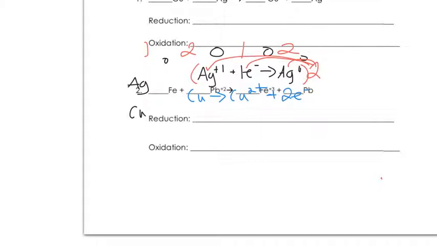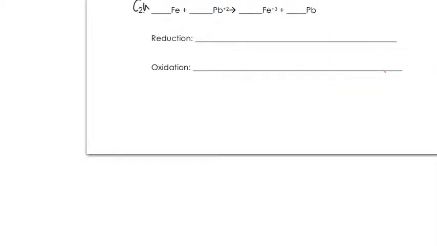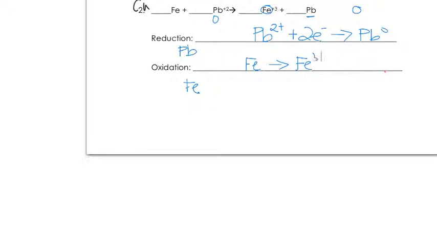Number 2, hopefully, again, reminder, do these yourself and then check your work. Okay. We are going to get 0, 3 plus, 2 plus, 0. So therefore, the Pb is being reduced. The Fe is oxidized. Pb 2 plus is what you start with, plus 2 e minus, yielding Pb0.